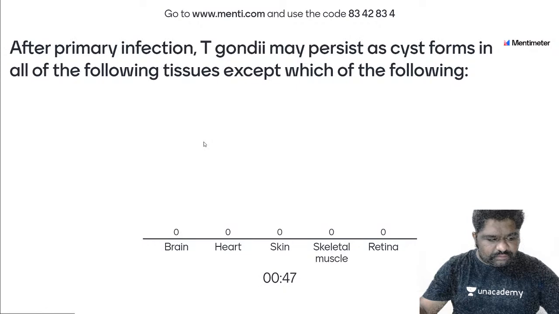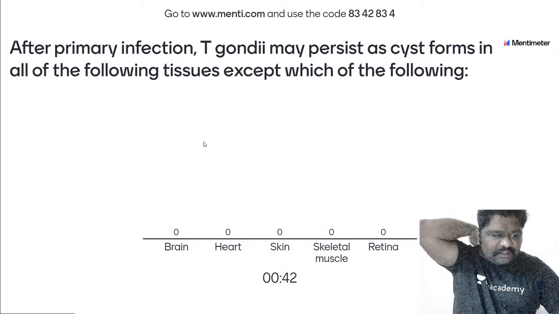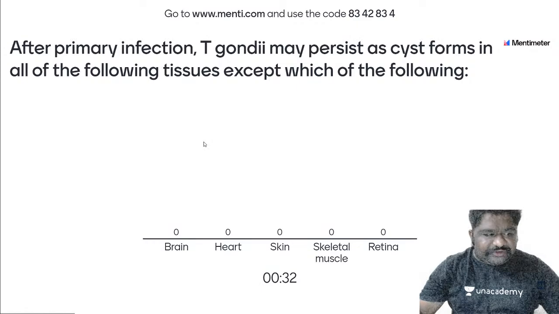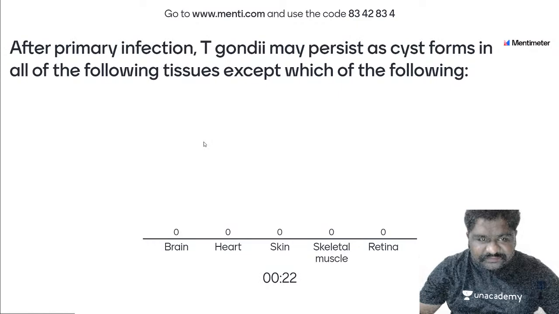Nitin Tamil Selvan, Wilson Timu, Silent Doctor, Chandan Patra, Dr. Doll, Suraj Patil. You all can use menti.com and use the code 834-2834, and try to give the answers there so that your answers will be taken into consideration for marks. How fast you answer and how accurately you answer, this is what will be discussed in this session.